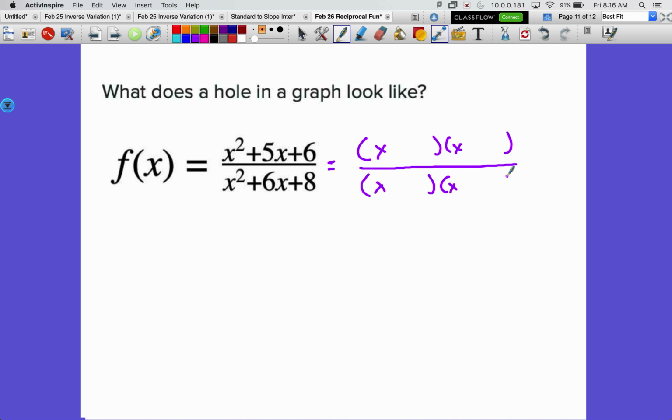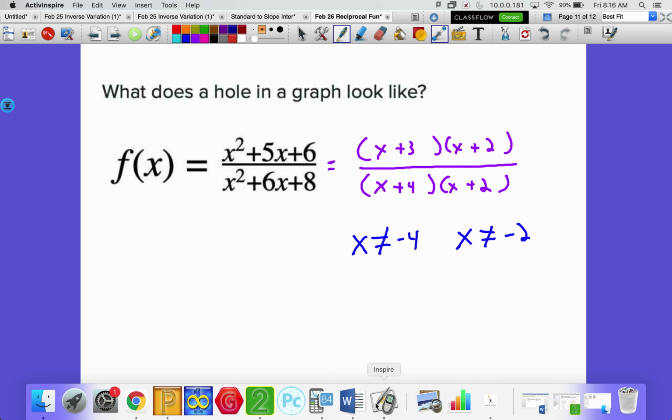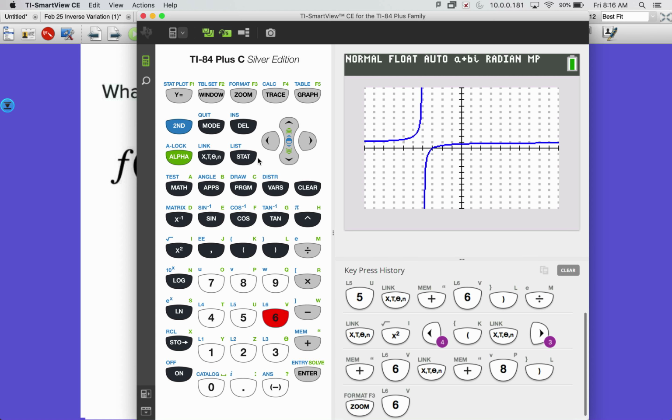So I need on the top 2 numbers that multiply to be 6 but add to be 5. That's going to be 3 and 2. And on the bottom, 2 numbers that multiply to be 8 but add to be 6. That's going to be 4 and 2. Okay, so I know that because I can't divide by 0, x cannot be -4 and x cannot be -2. Those are the 2 values that would make this equal to 0. Well, let's see what's happening at those 2 values. So at -4, that's right where we're finding this vertical asymptote. What's happening at -2? It doesn't really seem like there's any feature there.